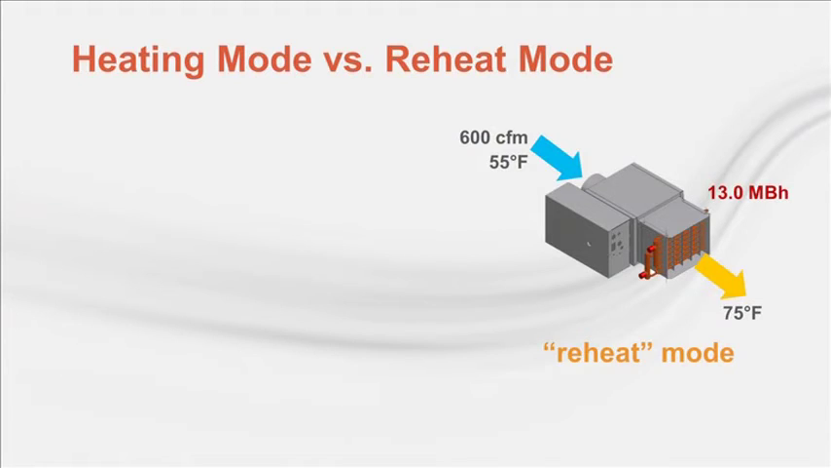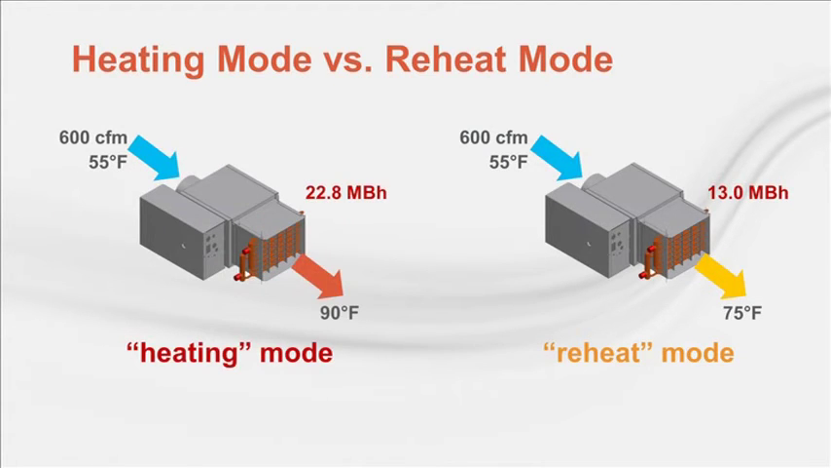This reheat load is highest when the net cooling load in the zone is 0. That is, the heat loss through the envelope balances with the heat gained internally. As depicted on the right, at this condition, the air is reheated from 55 to 75 degrees for this example. Compare that to the same unit operating in the heating mode shown on the left. Here, the air is heated to a temperature warmer than the zone, 90 degrees in this example.